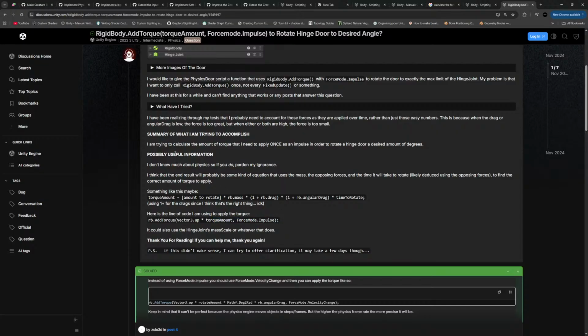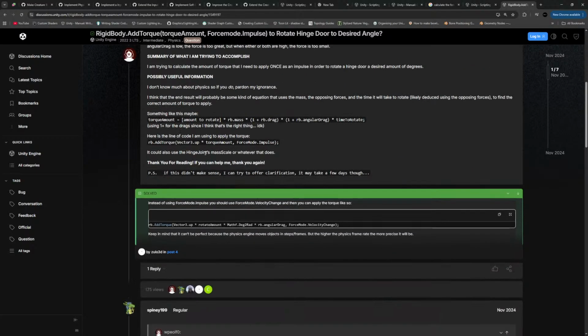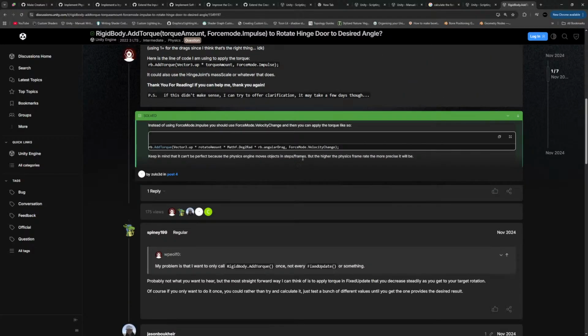Force mode impulse, let's see. Amount to rotate, RB mass, RB, so this person takes both drag and angular drag into account. What's the height with force mode impulse, by the way?